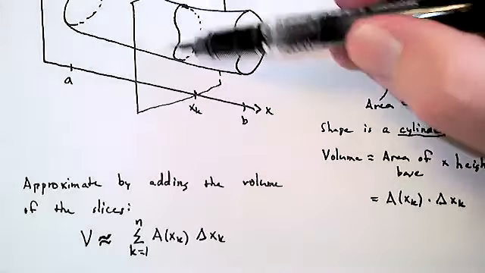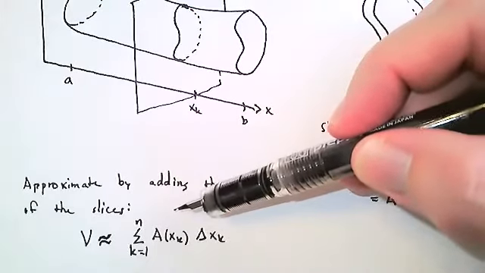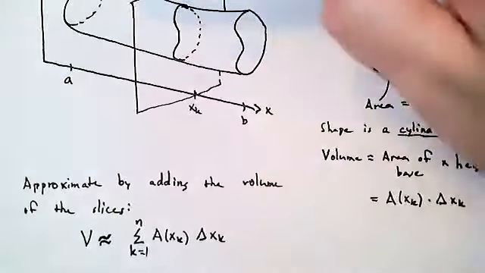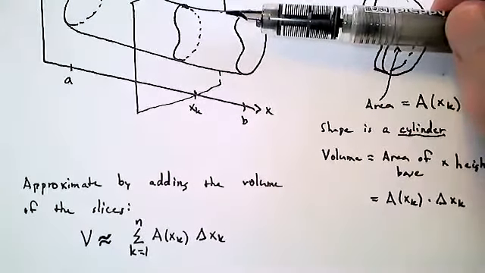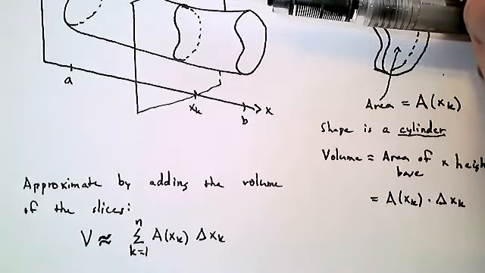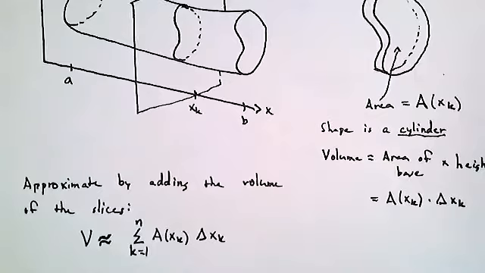Okay, so how could I improve this approximation? So if I have n cylindrical slices, how could I get a better approximation? Use more slices. Right, that's right, Amelia, and I couldn't see who just commented. So add more slices.